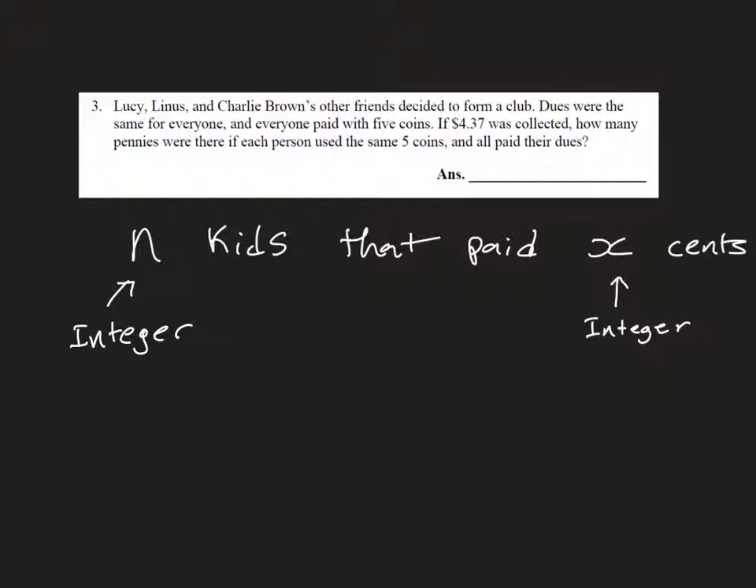So since these are both integers, it's a good idea to find the prime factorization of $4.37, because 437 is equal to the number of kids times how much they each paid. So by experimentation, we find that the prime factorization of 437 is 19 times 23.